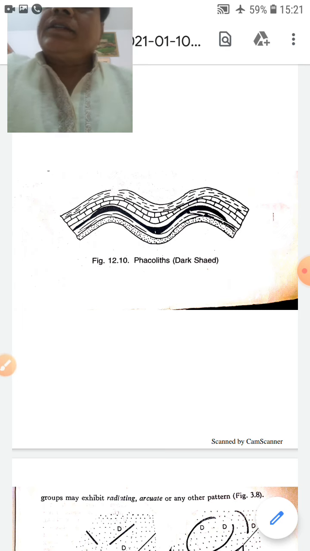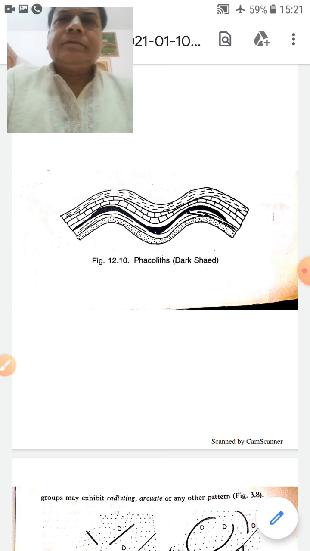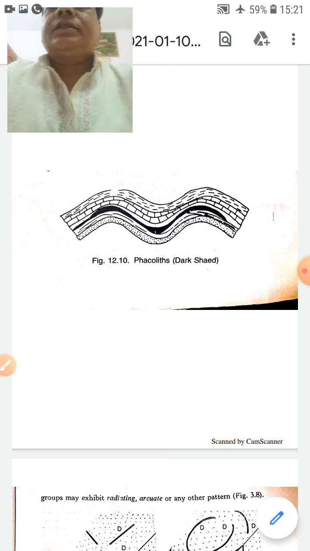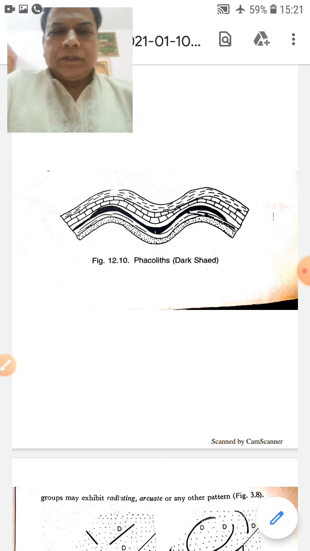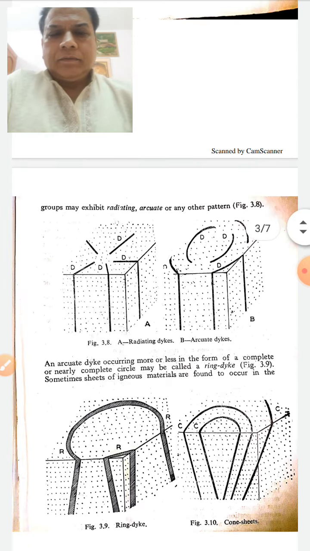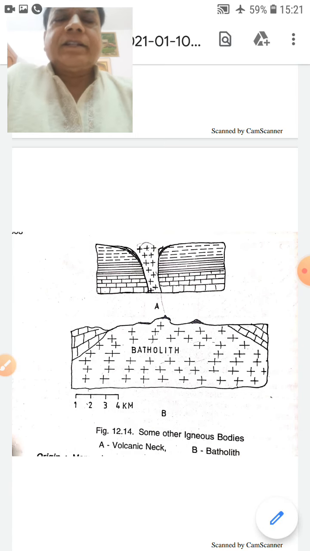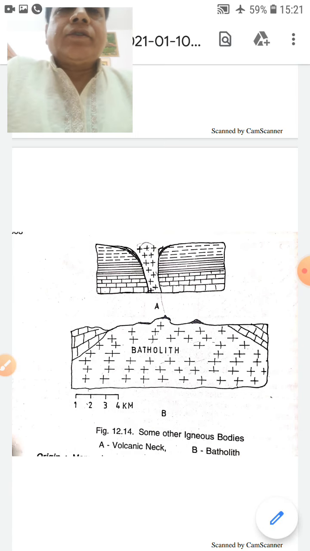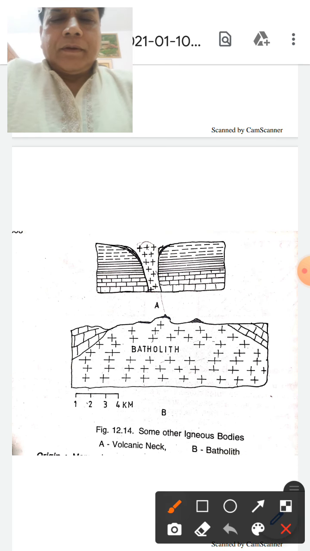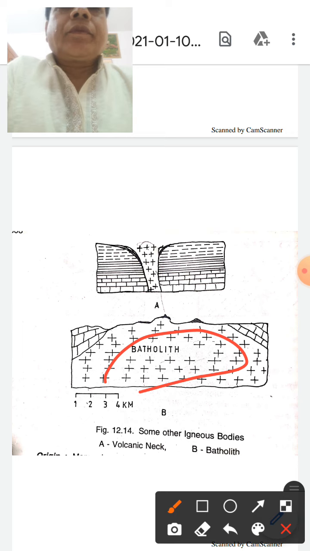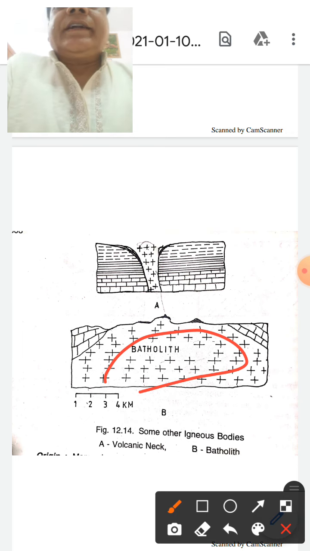Then the next form is the batholith. You can take it, batholith, right? Now this batholith is of two types, both concordant batholith and discordant batholith, right? These are huge bodies of igneous intrusion that show both concordant and discordant relations with the invaded rock.